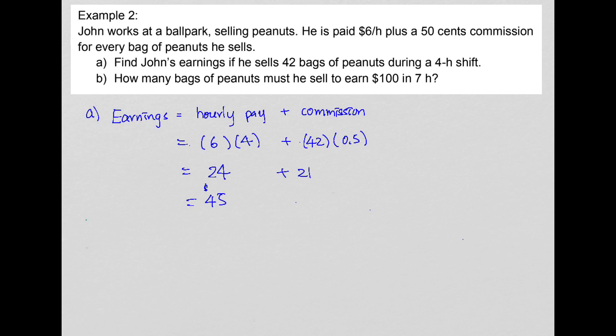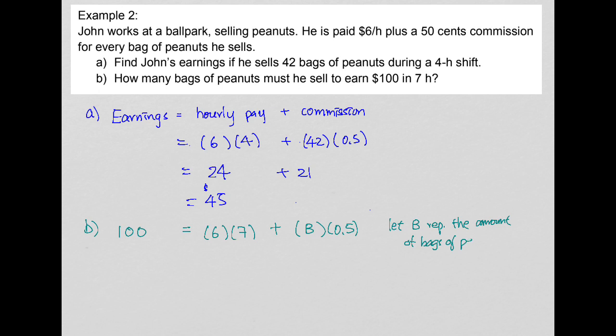For part B, now the other way around, they tell you that the total amount of money that he earned is $100. So $100 that he earned in total equals, he works for 7 hours, so $6 per hour times 7. Plus, I have no idea how many bags I sell, so I say B times 0.5. Since I use a variable, it has to be defined: let B represent the amount of bags of peanuts that John sold.